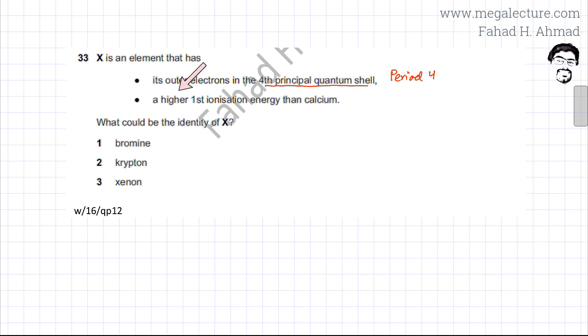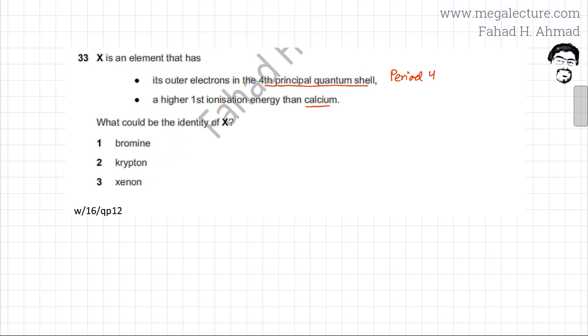The other thing is that it has a higher first ionization energy than calcium. So compared to calcium, it's supposed to have a greater ionization energy, and we need to figure out the identity of this element X. Now, I'm given 3 options: bromine, krypton, and xenon.